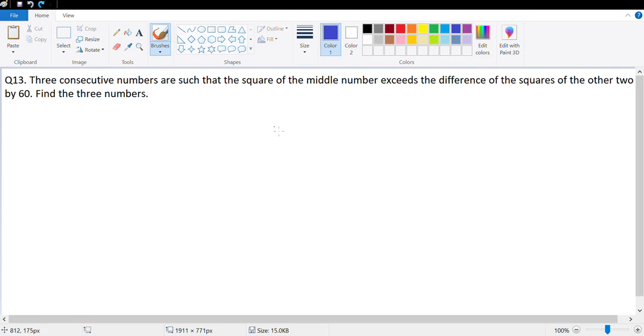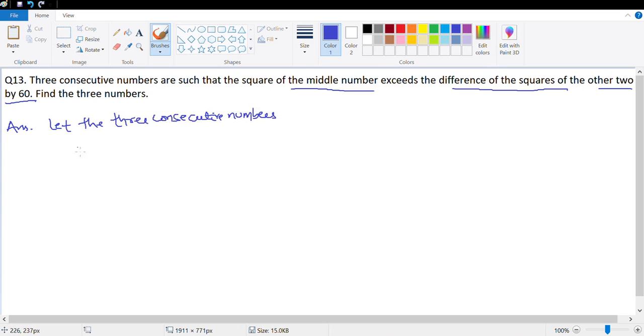Hi guys, let's look at the next question from exercise 6a. It says three consecutive numbers are such that the square of the middle number exceeds the difference of the squares of the other two by 60. Okay, so let the three consecutive numbers be x, x plus 1 and x plus 2. So these are the three numbers.